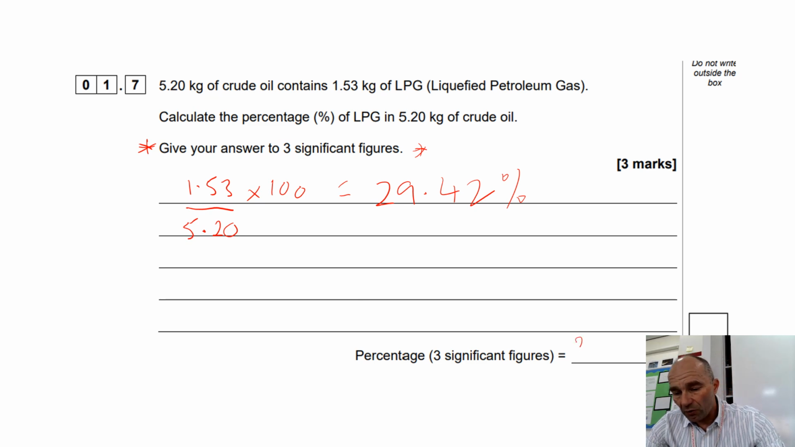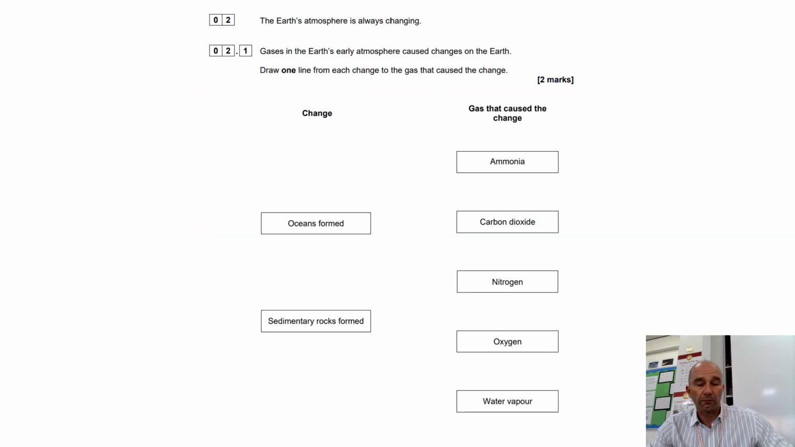So to get our full 3 marks, we need just to answer 29.4. You get 1 mark for showing that part of the calculation, 2nd mark for having that answer, and then your 3rd mark is for correctly answering to 3 significant figures. That whole question's out of 10, so well done if you got 10 out of 10.